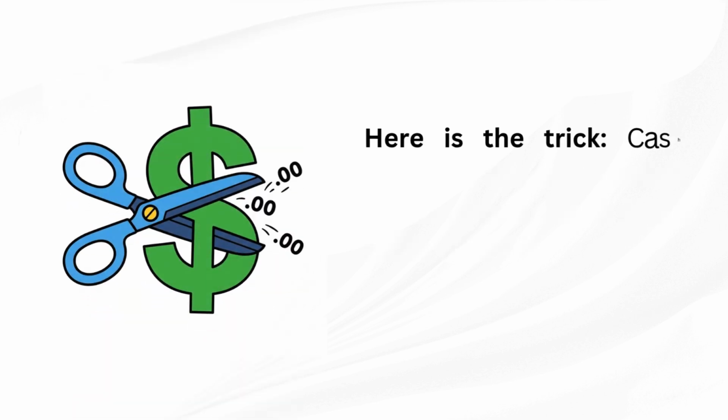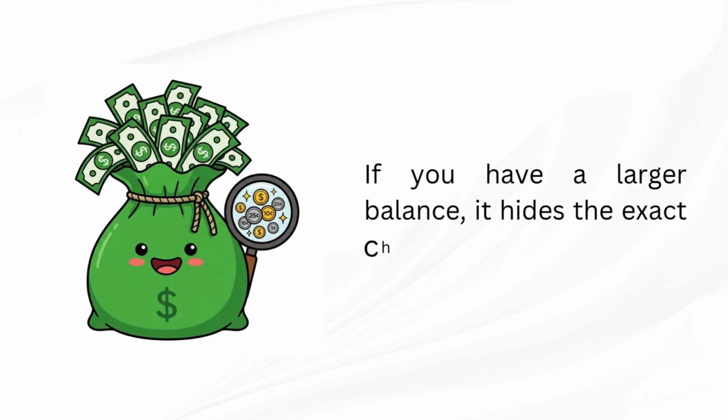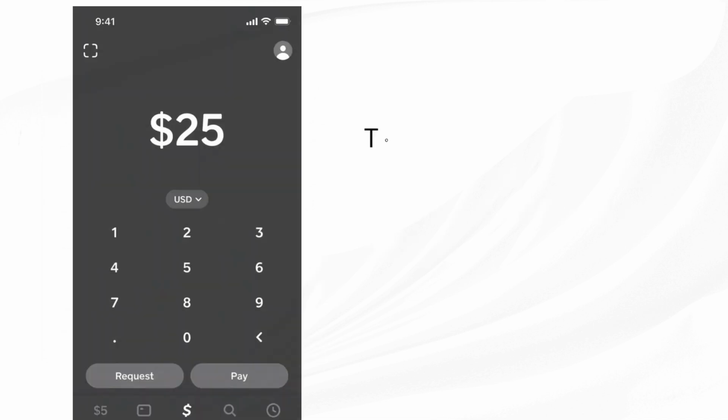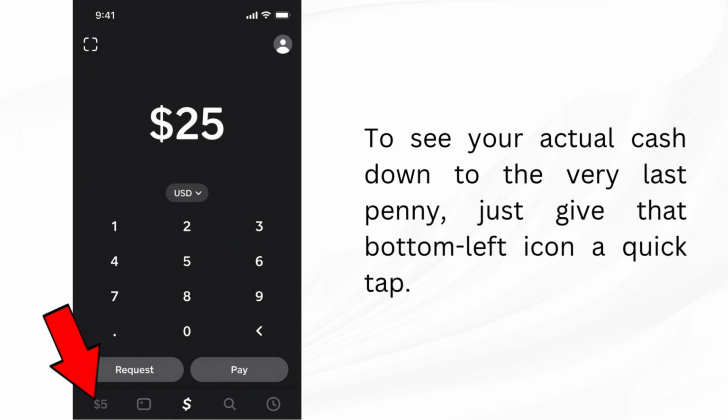Here's the trick. Cash App usually cuts off the cents or rounds up the number here just to save space. If you have a larger balance, it hides the exact change. To see your actual cash down to the very last penny, just give that bottom left icon a quick tap.